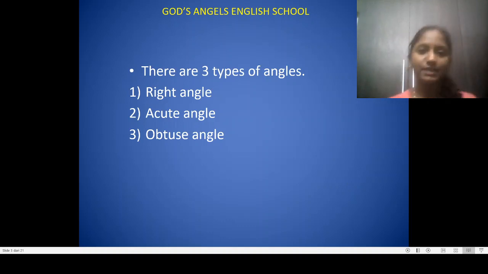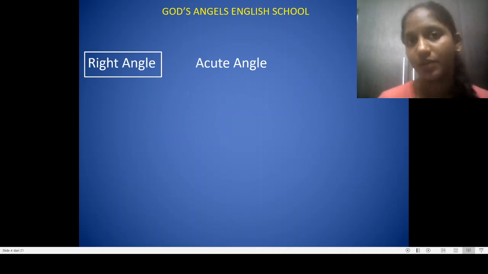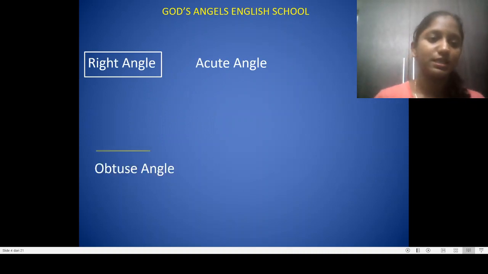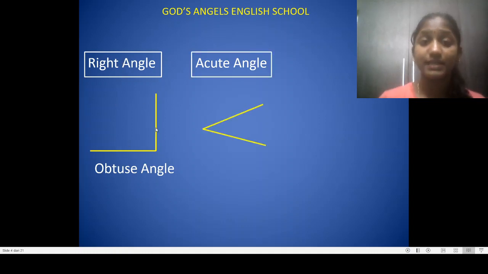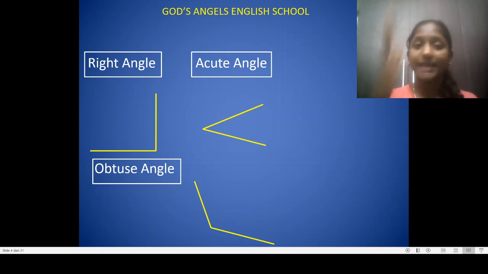The first name is right angle, the second one is acute angle, and the third one is obtuse angle. Now how do you get to know how the angles look? So I will show you the picture. How do right angle, acute angle and obtuse angle look? So this is the right angle, this is the acute angle, and this is the obtuse angle. As you can see, this is the perfect angle, a slanting, sleeping and standing line.